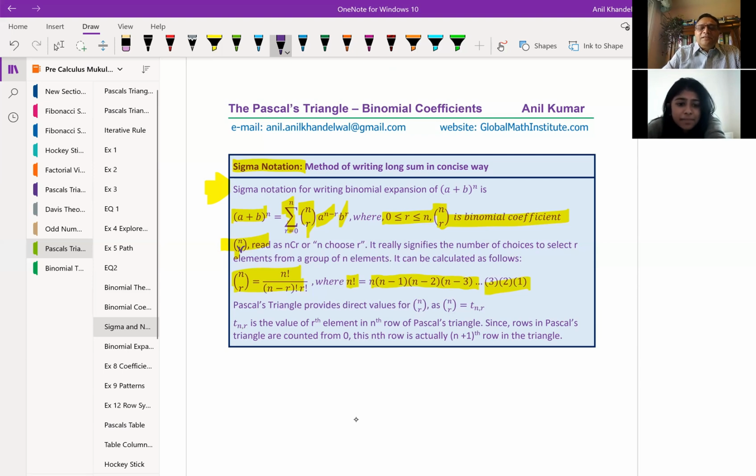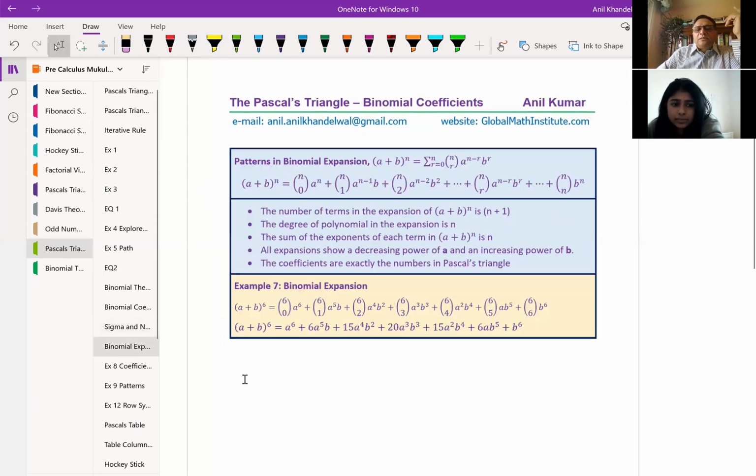Naturals. Yes. Pascal's triangle provides direct values for n choose r, as n choose r equals t(n,r). Correct. t(n,r) is the r-th element in the nth row of Pascal's triangle. Yes. Since rows in Pascal's triangle are counted from 0, the nth row is actually the n plus 1 row in the triangle. It's slightly confusing, but that summarizes all we learned about Pascal's triangle as far as the numbers and reference is concerned, correct? Yeah. We have already seen so many applications of this particular triangle. Now let's move forward and apply some of them.